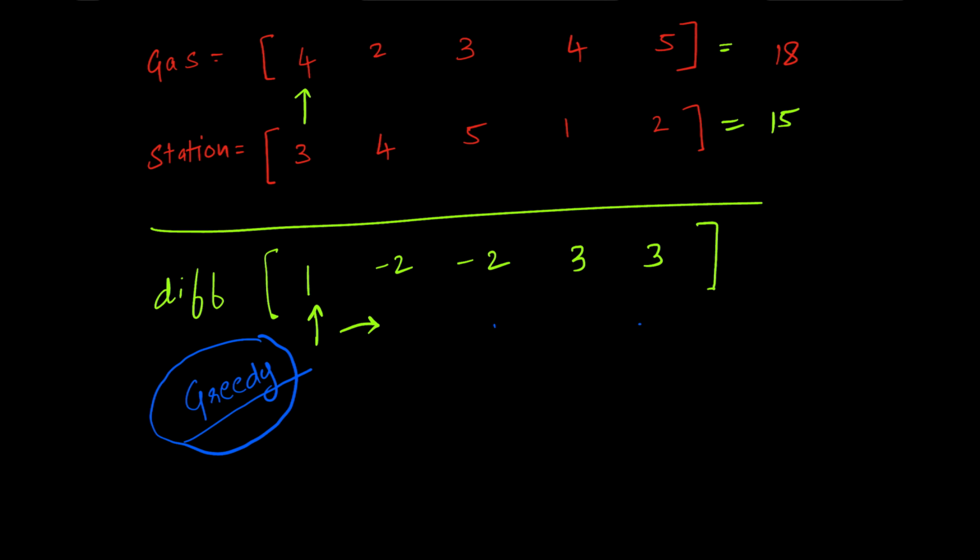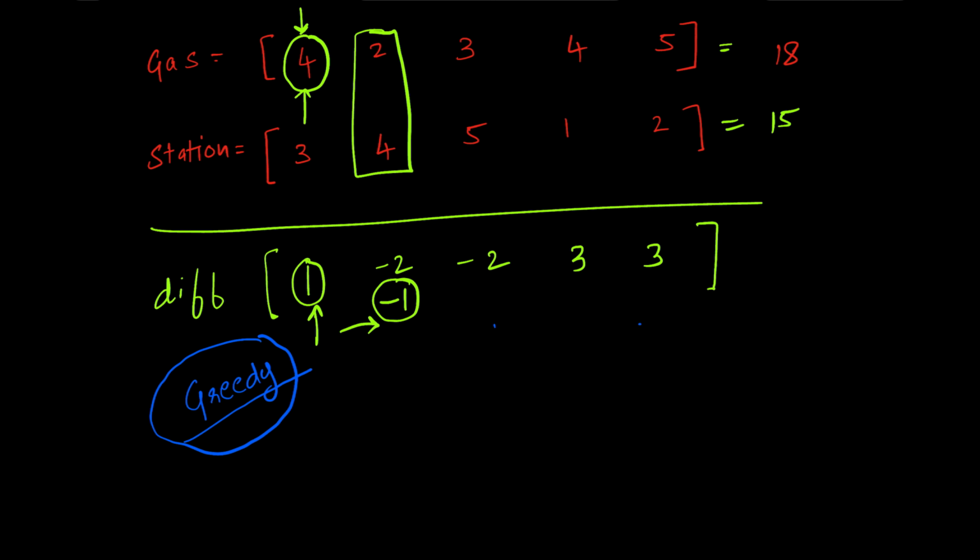When we reach the next station, to reach station number 3, we have a total of 3 units of gas available, but we need 4. So as we are running short, we won't be able to reach gas station 3. This means that there are no gas stations to the left hand side of the current gas station where we can start the journey from.